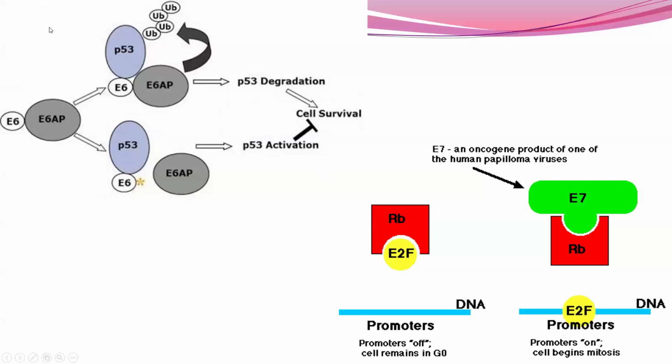Similar thing, don't worry. Here E6 binds p53, leading to p53 degradation. E7 is an oncogene product of human papillomavirus which binds to retinoblastoma protein, which usually prevents the cell from beginning mitosis. So it binds to this area, leading to immortalization and inhibition of apoptosis.